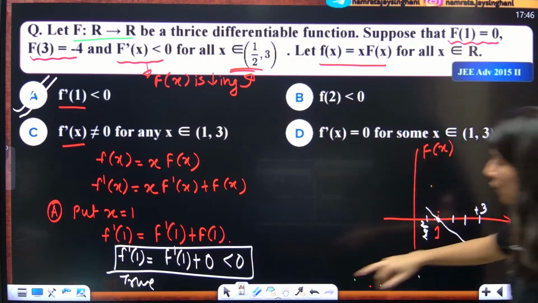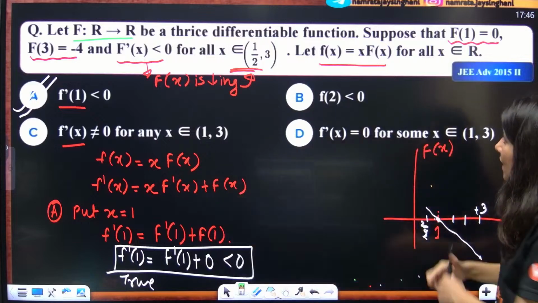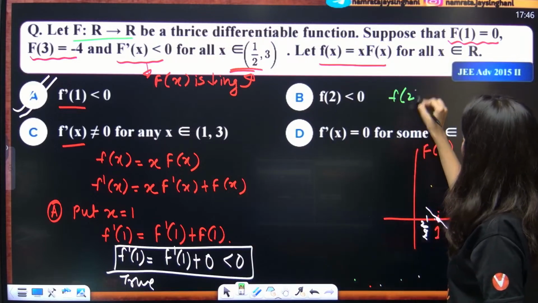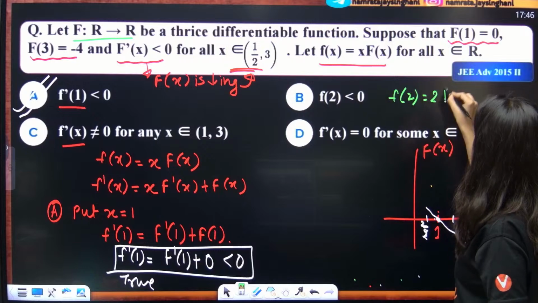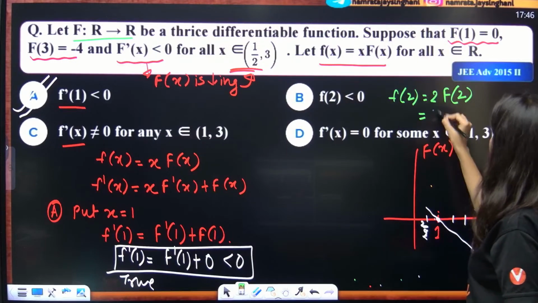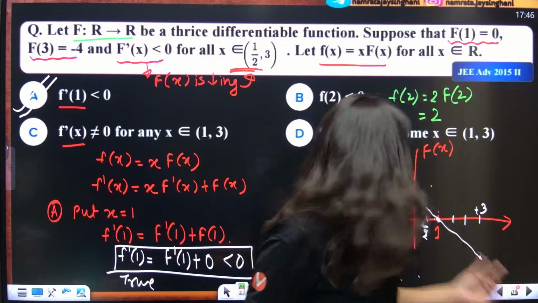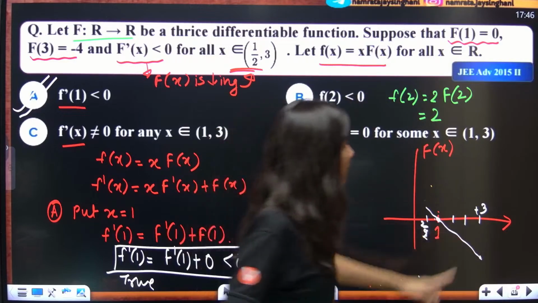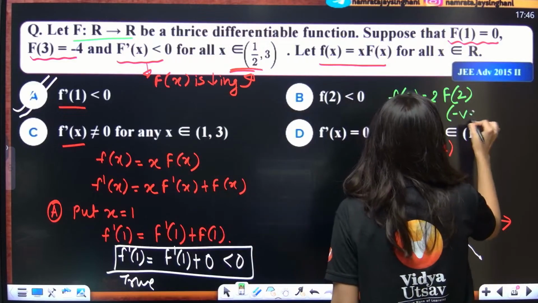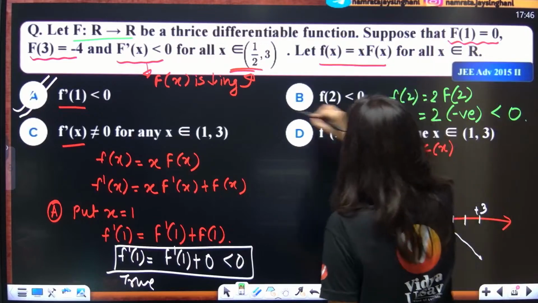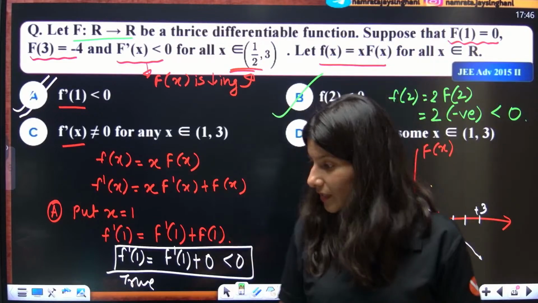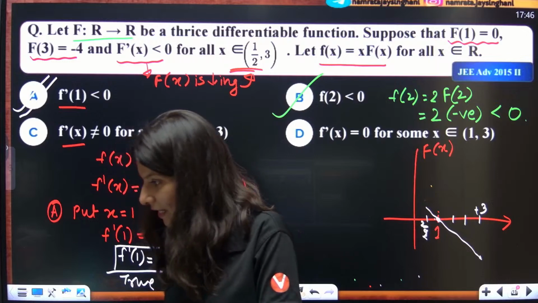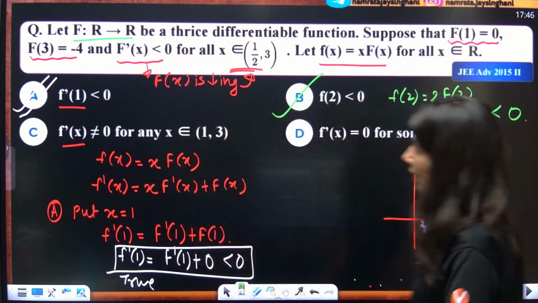So f of 2, hold on, f of 2 over here will be what? 2 times capital F of 2. F of 2 is a negative number. So that means f of 2 is less than 0. Option B is also true, my dear students. Getting it? Give me a big thumbs up if you are getting it.